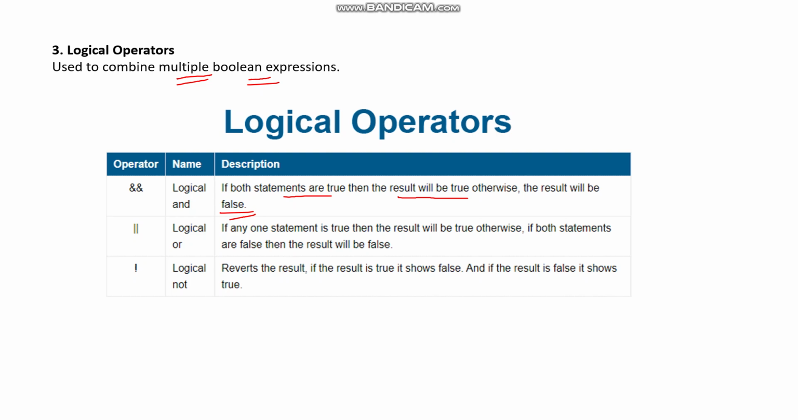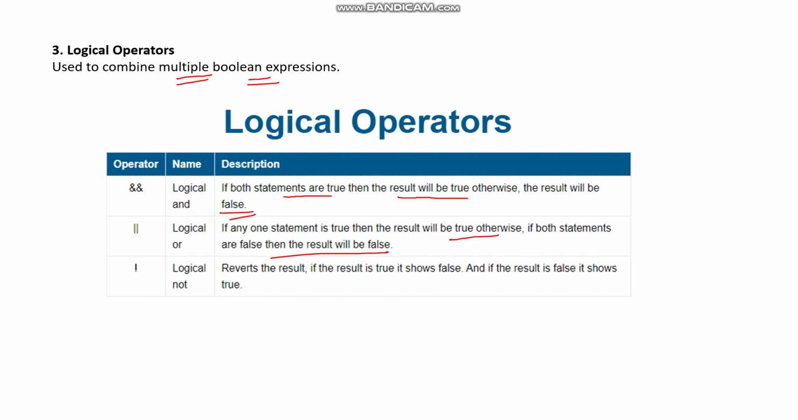Come to this symbol, the double pipe symbol. This is called a logical operator. If any one statement is true, then the result will be true. Otherwise, if both the statements are false, then the result will be false. From the logical point of view, if at least one operand value is true, then the answer is the true value. Otherwise, the answer is the false value. Meaning, whenever both are false, then the answer is false.